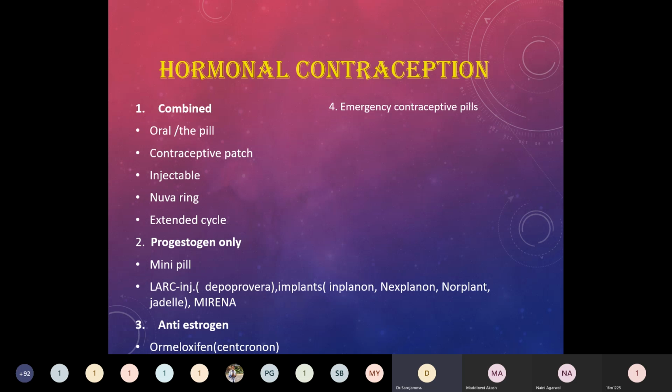We have another recent contraceptive preparation which is an anti-estrogen, ormeloxifene, also known as centchroman. This is not very commonly used as a contraceptive, but more of it is used as an emergency contraceptive method.